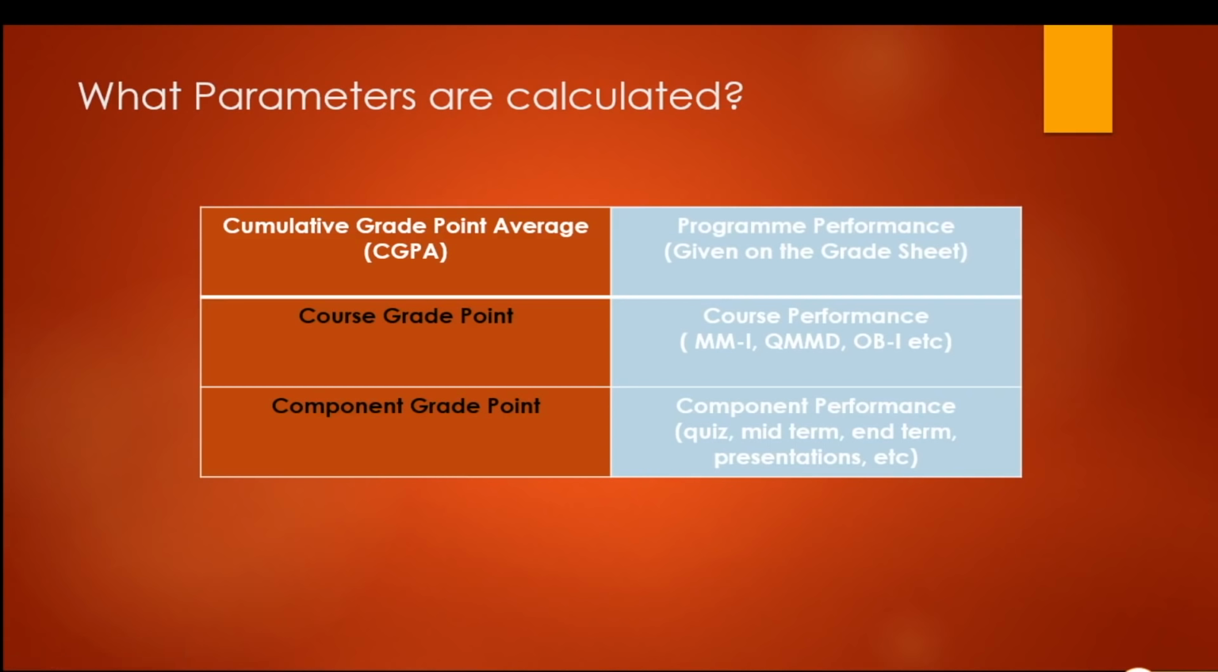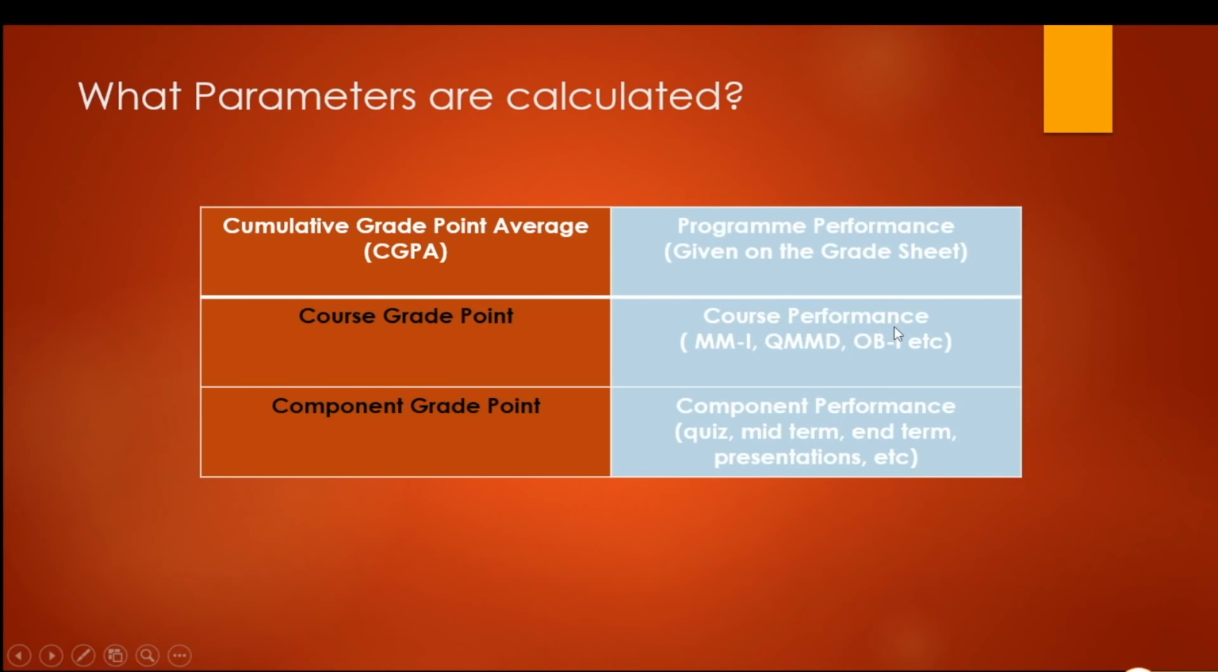What parameters are calculated in grading? So we calculate cumulative grade point average, abbreviated as CGPA, that is program performance, given on the grade sheet. We also calculate semester grade point average, which is also given on the grade sheet, and that is for each semester. We calculate course grade point.